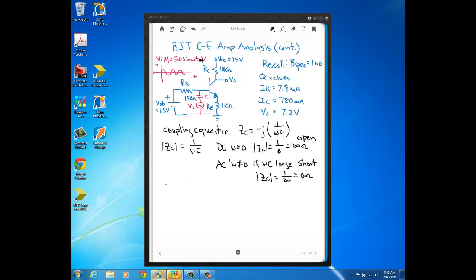The Q value for I_B that we obtained earlier, the 7.8 microamps, was obtained by doing a KVL around this loop here. And if you look back at the previous video, we ended up with 0.9 volts divided by 116K. And that's what gave us the 7.8 microamps.